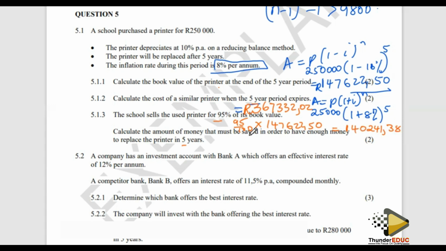Now, to get the amount that must be saved, we must get the 36,732.02. We subtract the 140,241.38 so that we can see. So we're subtracting. So we're ending up with 227,090.65. So this is how much the school must save.